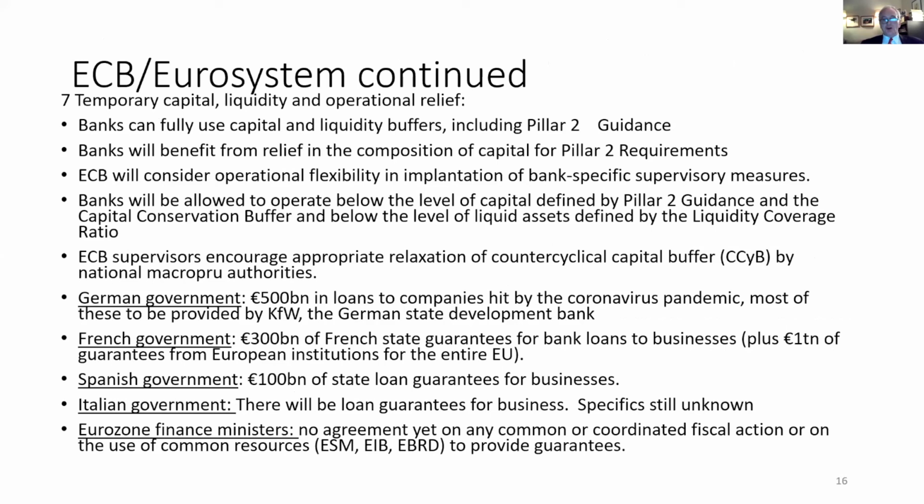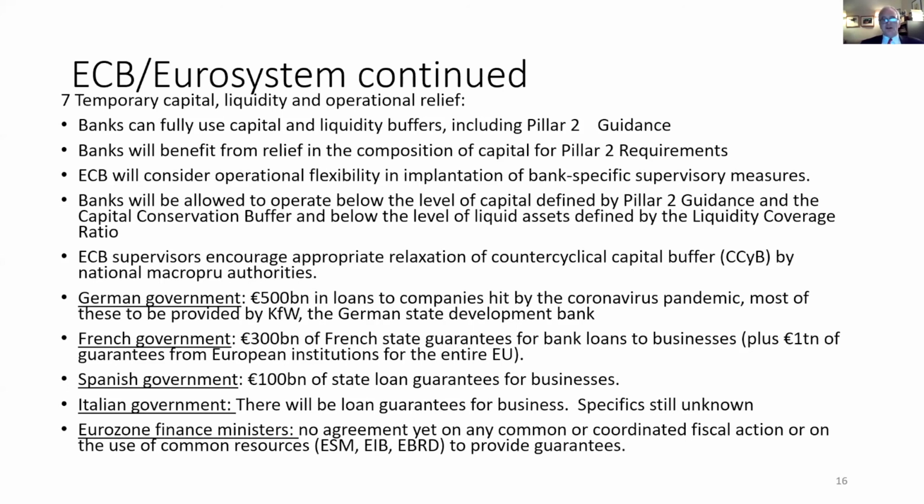the US. The German government has already announced 500 billion worth in loans to companies, most of these provided through KfW. Again, slightly dishonest, the State Development Bank, but I think everybody recognizes these for what they are. These are sovereign guaranteed credit extended through the intermediary of KfW. The French government extended 300 billion euros worth of French state guarantees for bank loans to businesses. And they were hoping for 1 trillion worth of guarantees from the European institutions for the entire EU. This, of course, hasn't happened yet.